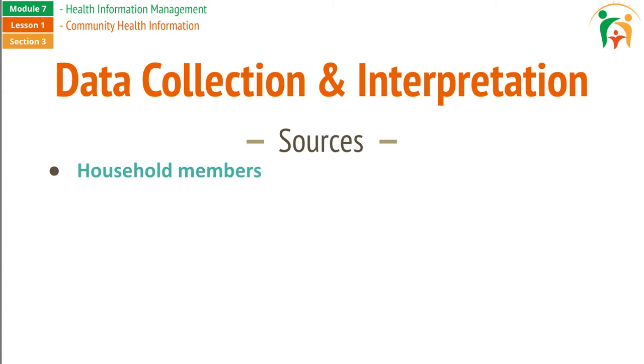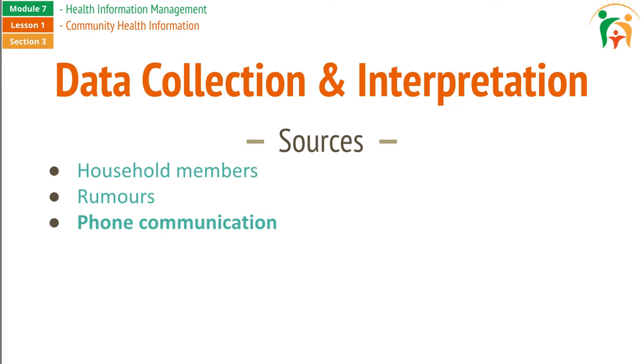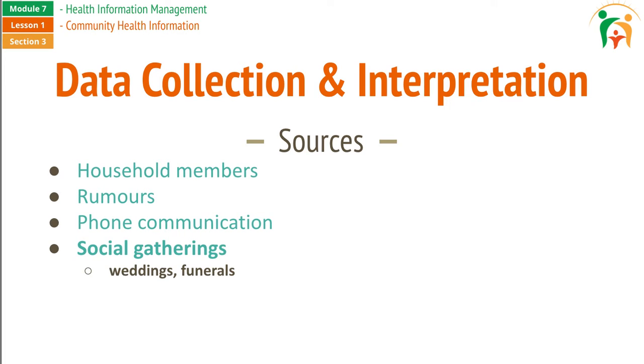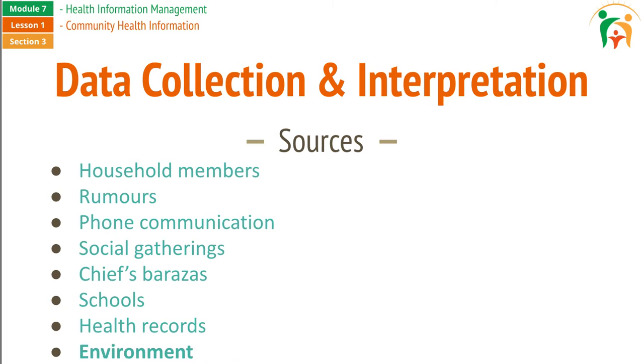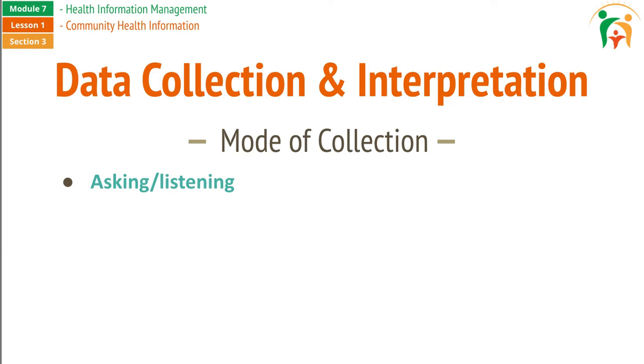Sources: household members, rumors, phone communication, social gatherings like weddings and funerals, chiefs' barazas, schools, health records like antenatal clinic cards and immunization cards. Environment, asking and listening to what people say about their health status.